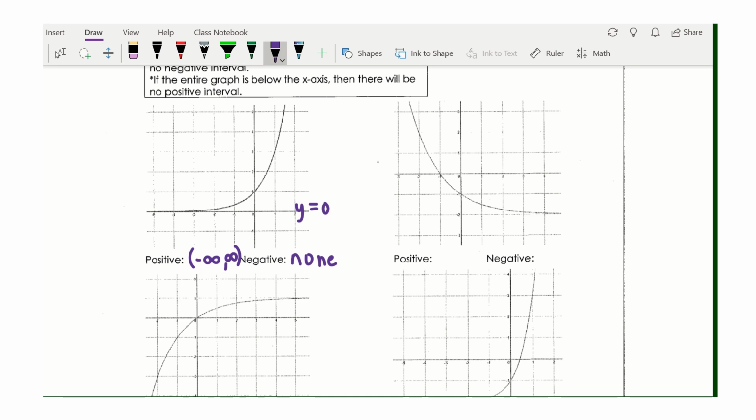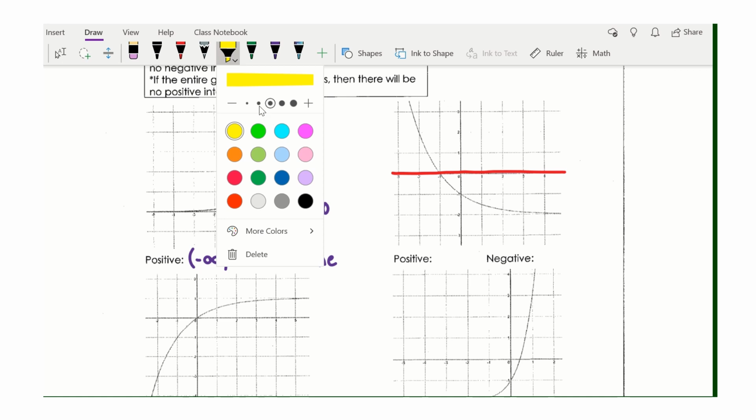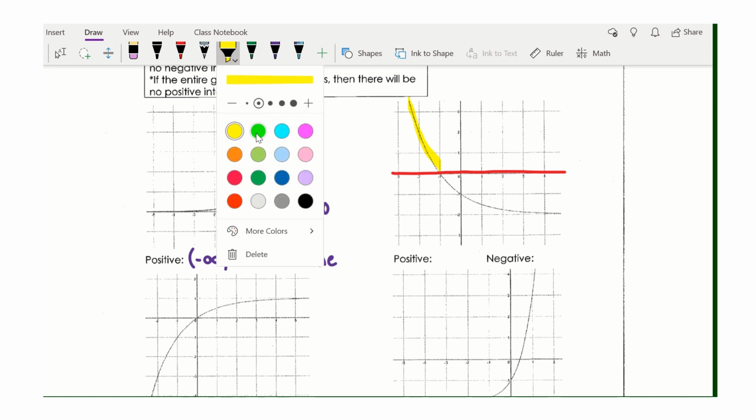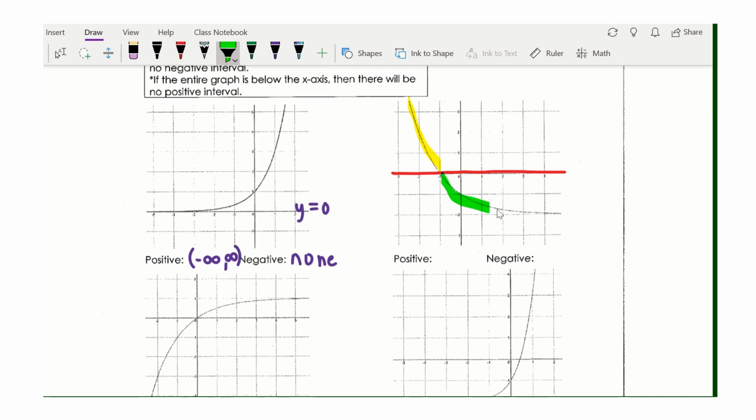On the next one, here's my x-axis. So this part of the graph is above the x-axis, and then this part of the graph is below the x-axis, and where it crosses is at -1. So from negative infinity to this point here at -1, the graph is positive. So from negative infinity to -1, the graph is in the positive area.